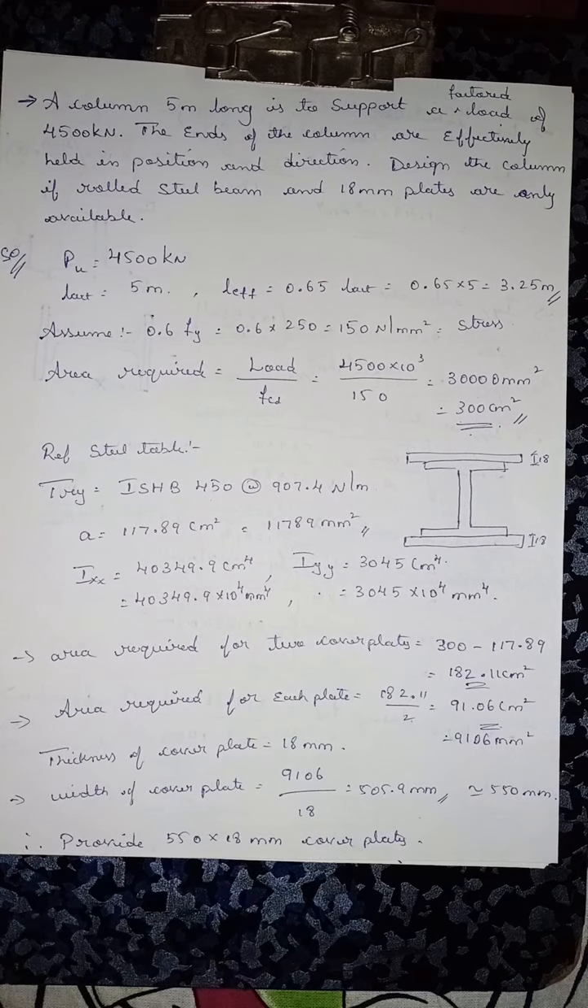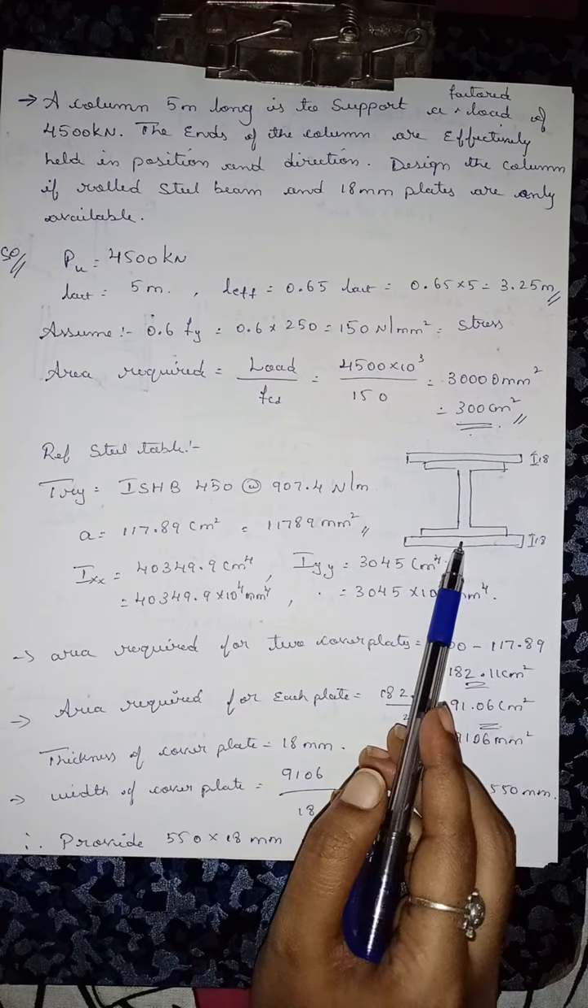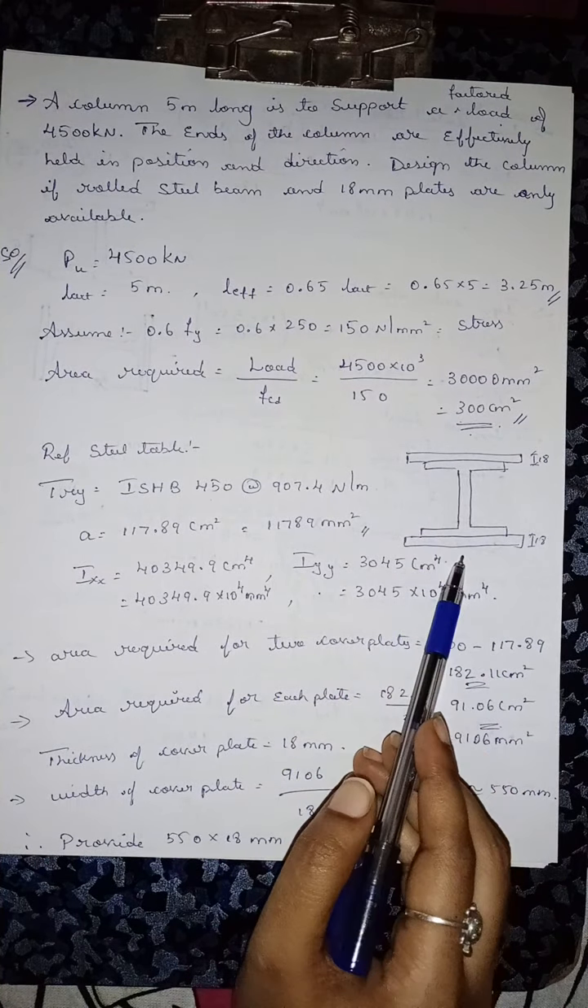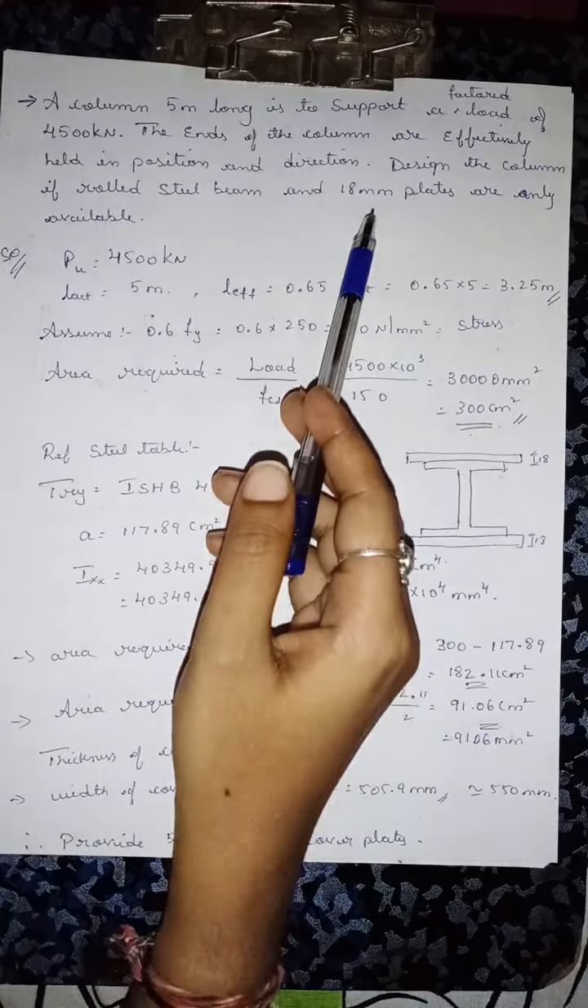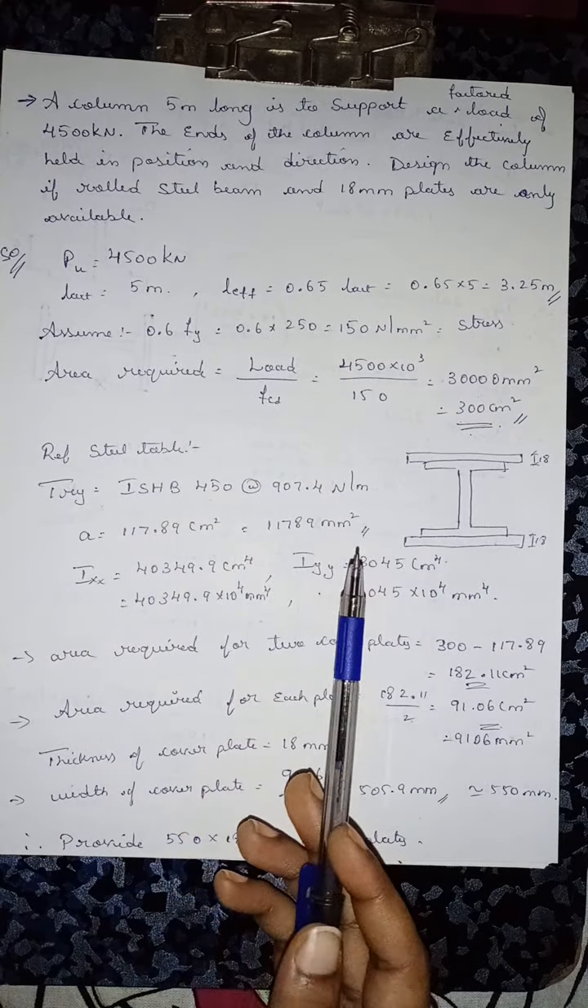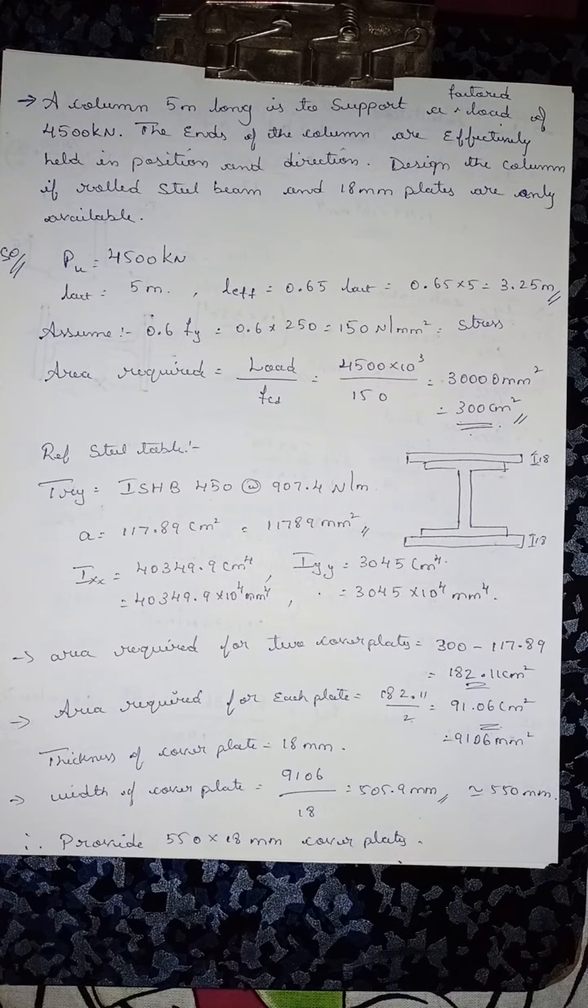That means it is a built up section, not only the I section. With the I section you need to design the 2 other plates also, and that thickness is restricted, that is 18. If it is not restricted, you can take your own, maybe 10, 12, 16 or like that, which is available. Okay, so now we'll write the given data.